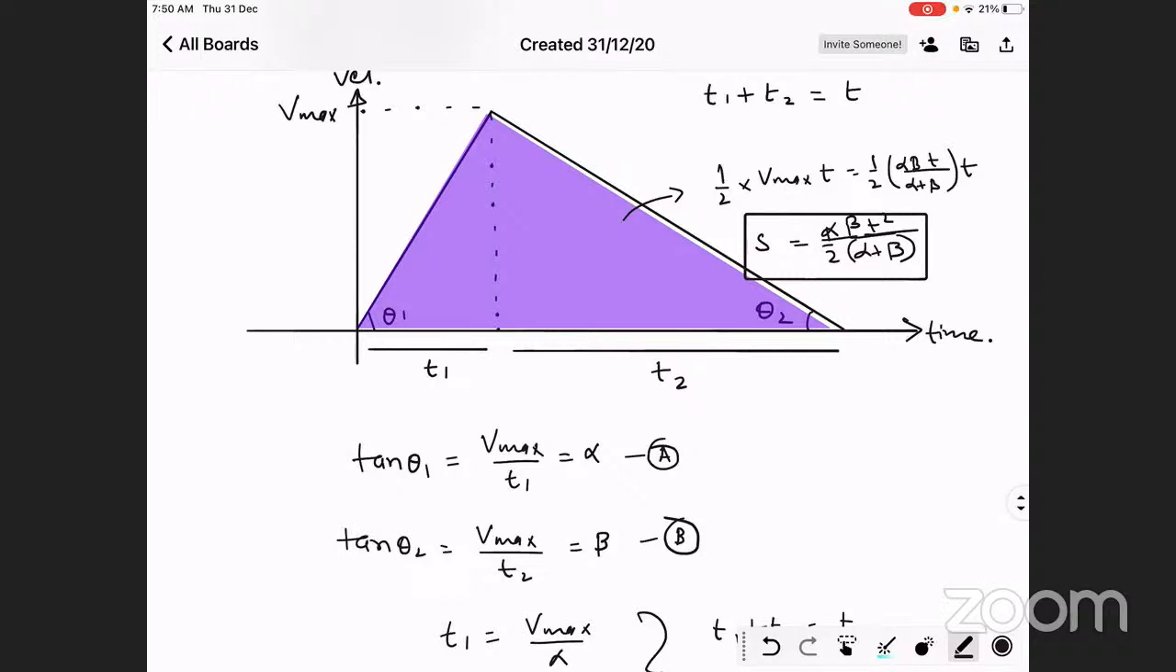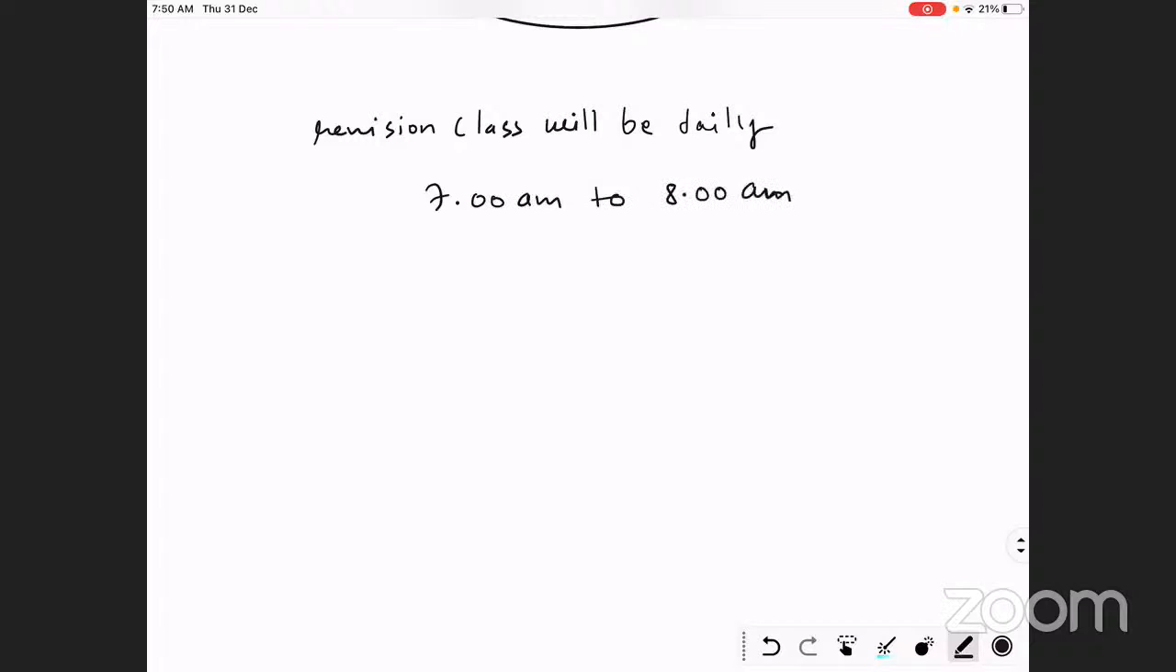Okay. Now in the next class, I will teach you motion under gravity. And this class will be daily now onward. This revision class will be daily. Will be daily. पारस को बता दूं, 7 AM to 8 AM. और इसमें टारगेट मैं कल आपको बताऊंगा. हमें कहां तक करना है, टारगेट टिल 31st January. Tomorrow I'll tell you.